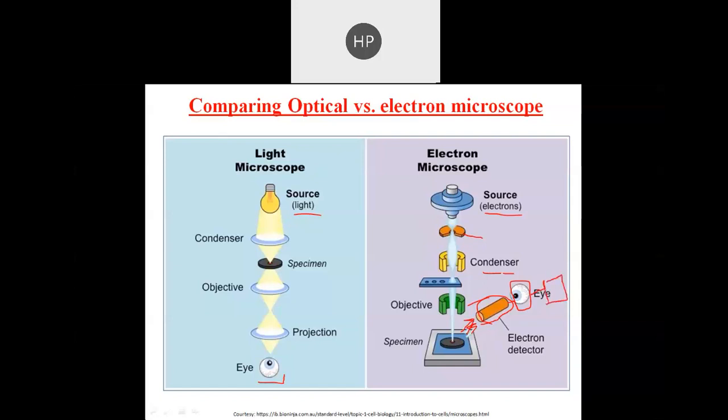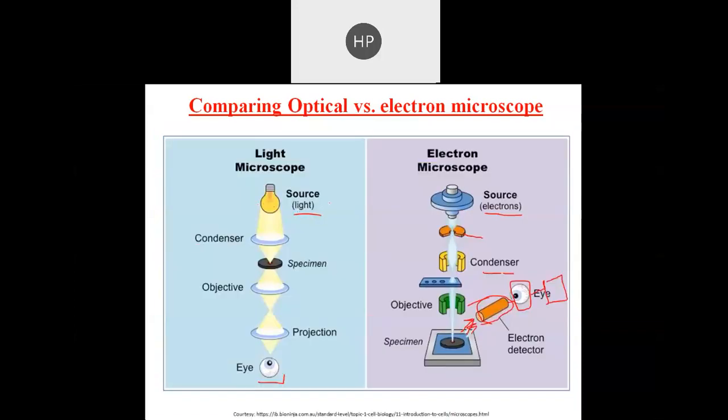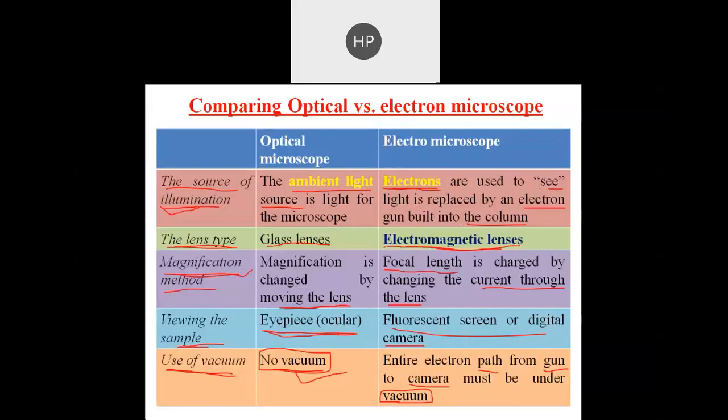Okay, so from that one we can have the magnified view. So this is the basic difference between the electron microscope and the optical microscope. Here, as we have seen, the source of illumination is light, while here we have electrons. Then we have a glass lens, while here we have an electromagnetic lens.